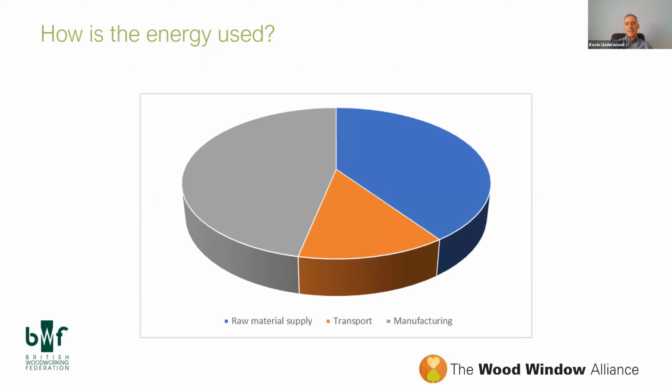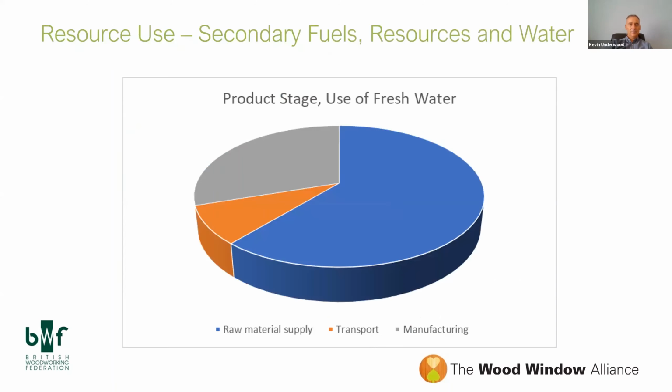If they're looking at energy, then if they can save energy in the raw material supply, it looks like there's more opportunity. Or secondly, in the manufacturing, transport looks like it's presenting a small amount of the energy used. Similarly for water. So most of the water resource used was in the raw material supply.